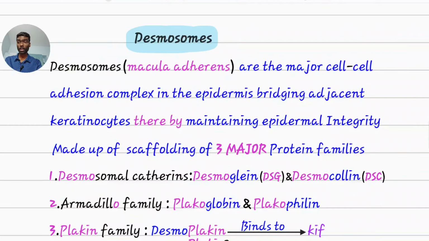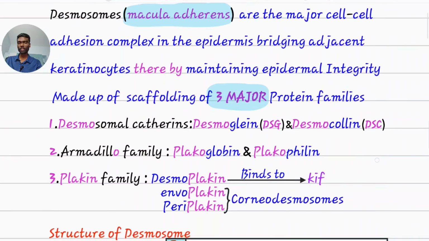Desmosomes, which are also known as macula adherens. These are the major cell-to-cell adhesion complexes in the epidermis, bridging adjacent keratinocytes, thereby maintaining the epidermal integrity. These are made up of scaffolding of three major protein families.